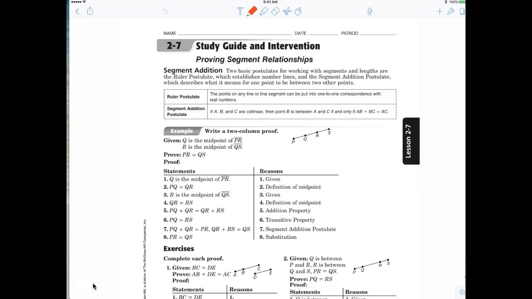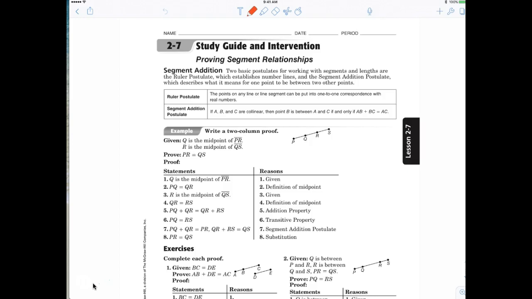So, again, the segment addition postulate, we've already talked about. If A, B, and C are collinear, that means they're on the same line, and B is between A and C, then AB plus BC equals AC. We're going to use that a lot. Now, I thought about wiping this out, but this is kind of what we've done already, in my opinion. Just to see how you could do on this.